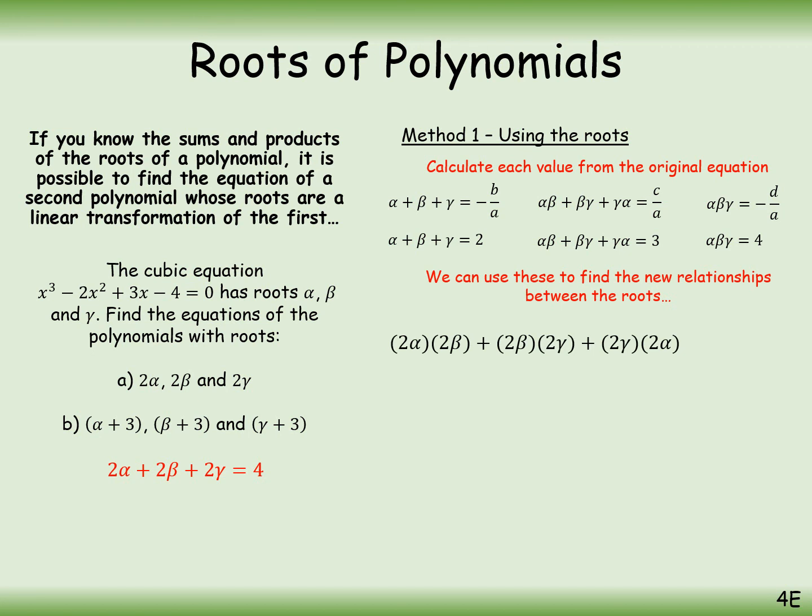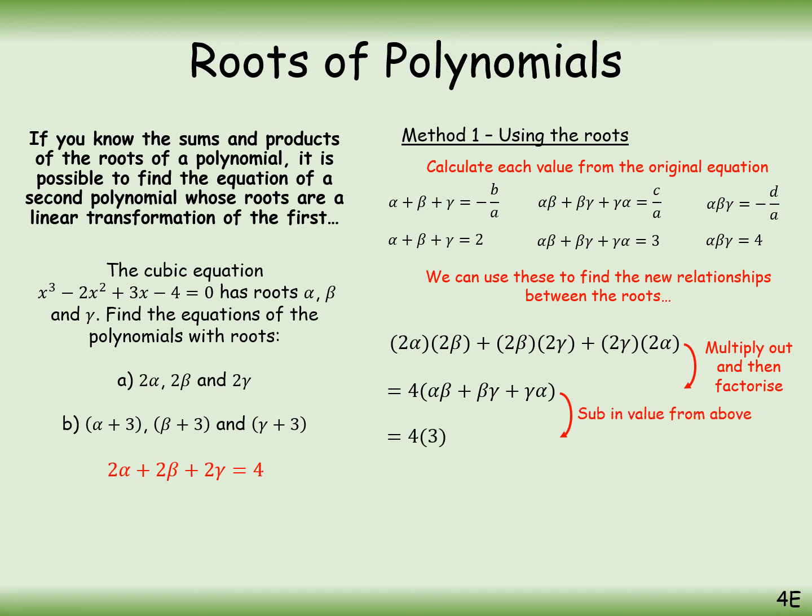So now let's look at the next bit here. If I have 2 alpha 2 beta, plus 2 beta 2 gamma, 2 alpha 2 gamma, and I multiply and factorize this, I'll get 4. And this is simply coming from this idea here. You're replacing alpha with 2 alpha, beta with 2 beta, and so on. But you know what the sum of the doubles is, which is 3. So if you do 4 times 3, that gives you 12.